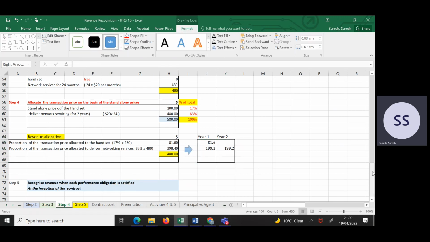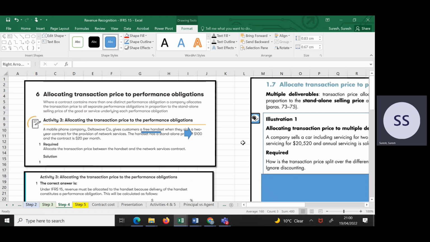To summarize step 4, first you need to identify the contract. Once you identify the contract, make sure you are able to find the transaction price, which is the total money that you're going to receive by making this contract, and that money needs to be split between the separate performance obligations. How are we going to split them? Based on the percentage proportion of their standalone prices. So this is what has been done.